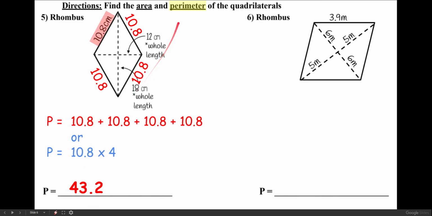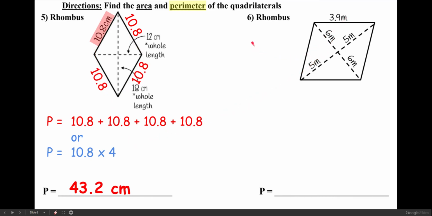Now, 43.2 what? Centimeters? Is it centimeters squared? No, because we're just talking about the length around. Perimeter is always measured in regular units, not units squared. So it's just 43.2 centimeters because we're not measuring the inside of anything. That needs to be measured in squared. We're just measuring the distance on the outside.